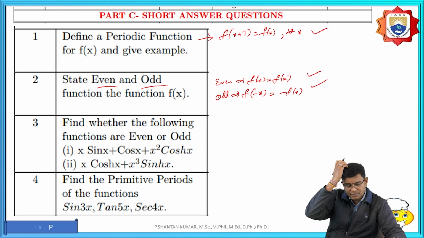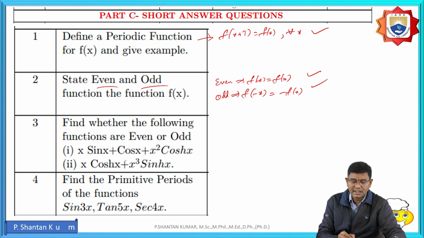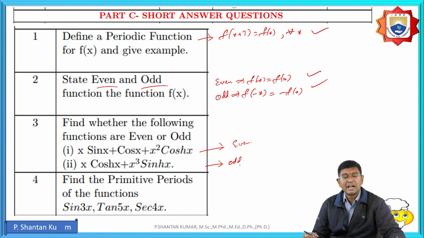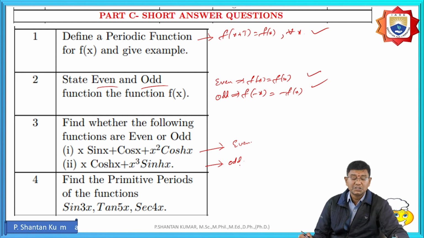And find whether the following functions are even or odd. Here it is plus, plus, plus and again plus, therefore it is an even function. And here it is minus into plus, it is minus, and again minus, so it is an odd function. Based on practice with the problems, we get some idea which one is an even function and which one is odd, based upon the definitions. The condition is f of minus x equal to f of x for even, and f of minus x equal to minus f of x for odd.